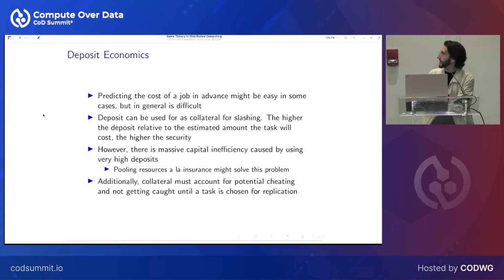Additional collateral must account for potential cheating and not getting caught until a task is chosen for replication. That's another issue: if you're only verifying 2% of the jobs, you can get away with cheating for a really, really long time until you get caught, especially if you're playing a complicated game where you're only cheating on 10% of the jobs here and there, and just waiting. People will go to great extents to break things even for fun, let alone for money. So paying for the unpredictability of the cost of a job is a really, really challenging problem in this environment.